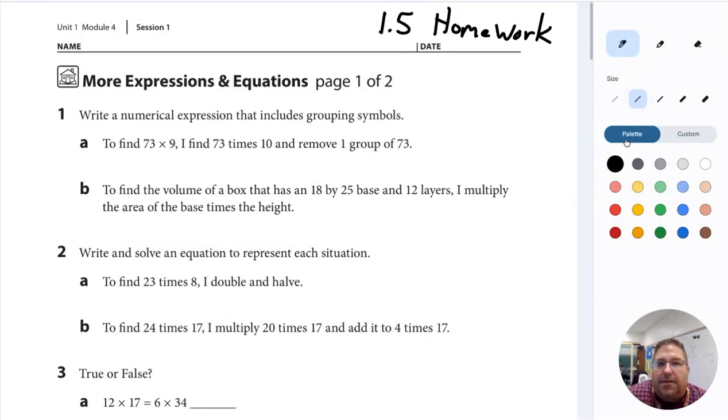All right, guys, let's take a look at that 1.5 homework. So this is a little shorter lesson. There's only 4 pages, so we are wrapping up Unit 1. So let's just kind of talk about the last few things we want to make sure we understand.